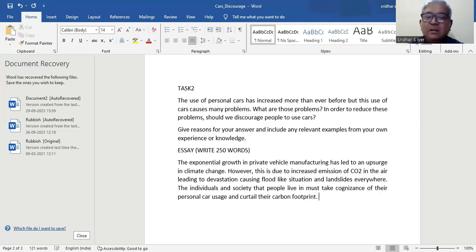Okay. If you start writing in this manner, the assessors of IELTS test or examination will be more than willing to give you an 8 band or maybe more. The exponential growth in private vehicle manufacturing has led to an upsurge in climate change. However, this is due to increased emission of CO2 in the air, leading to devastation, causing flood-like situation and landslides everywhere. The individuals and society that people live in must take cognizance of their personal car usage and curtail their carbon footprint. Then what?